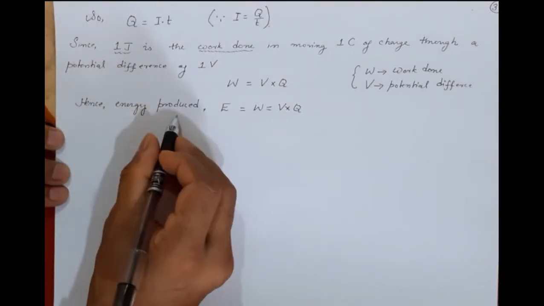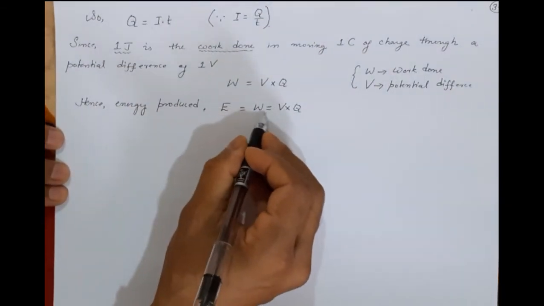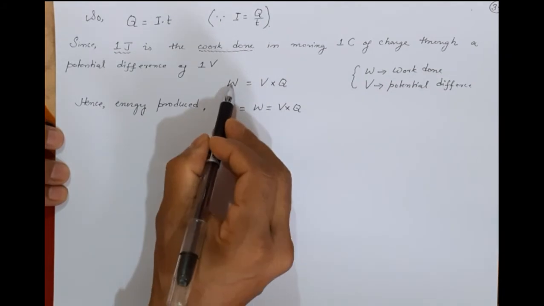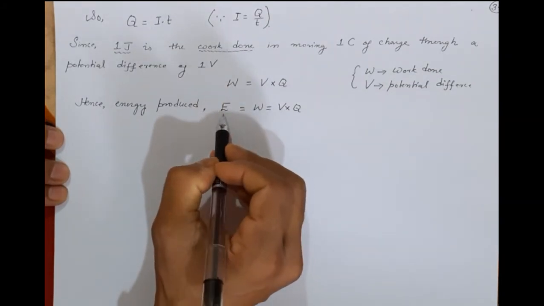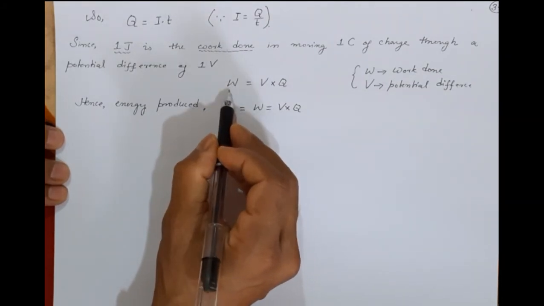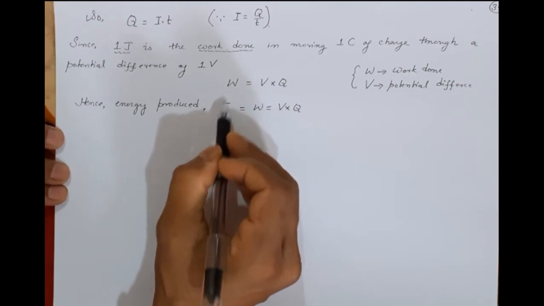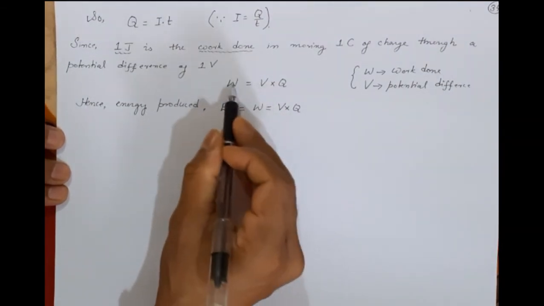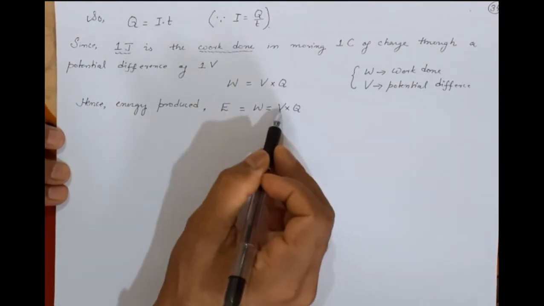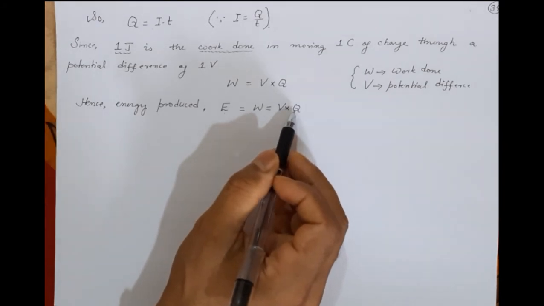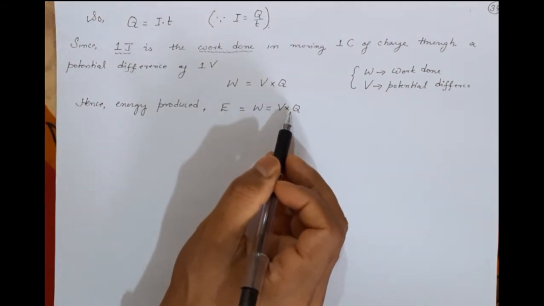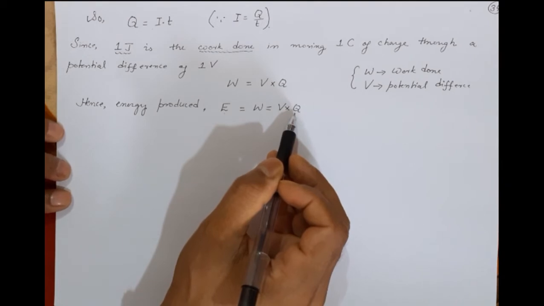Now the energy produced will be E equal to W equal to V into Q, because work done is also energy. This much energy can do that much work, so W and E will be the same. If W and E are the same, E will be equal to V into Q. We keep these things safe now and go on replacing whatever we know.